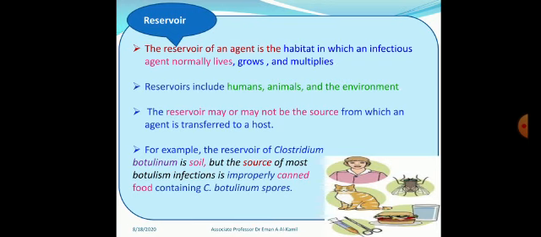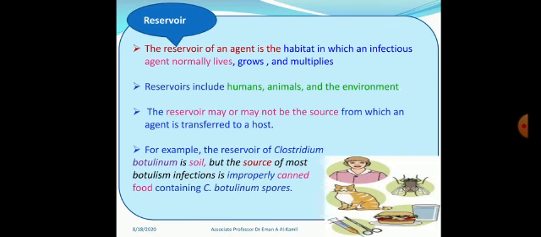We have to mention some of the terms which we are going to repeat in this lecture. For example, the reservoir. What is meant by a reservoir? The reservoir of an agent is the habitat in which the infectious agent normally lives, grows, and multiplies.